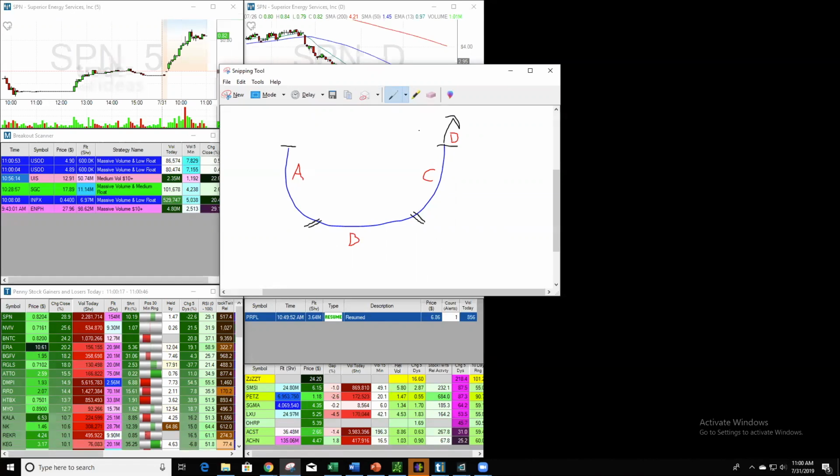Where would we want to buy a stock and where would we not want to buy a stock? Well, if we see a U-shaped pattern, let's say the stock shoots on up right here, and now the stock is starting to make that U-shaped pattern, hopefully getting that breakout. Do we want to ever buy on the A wall?